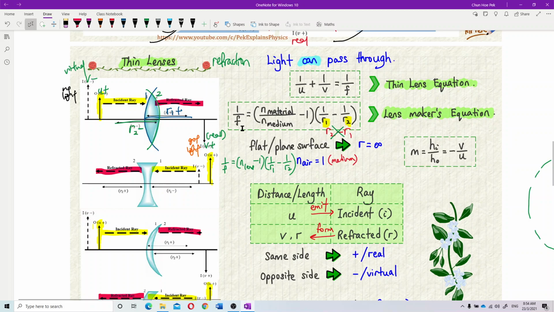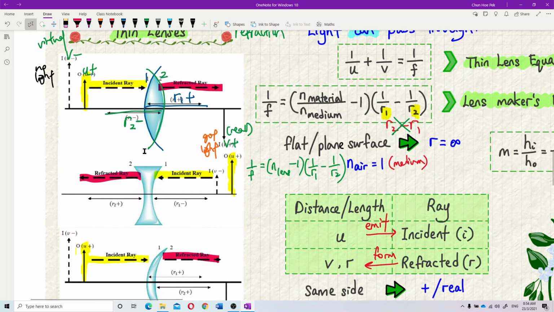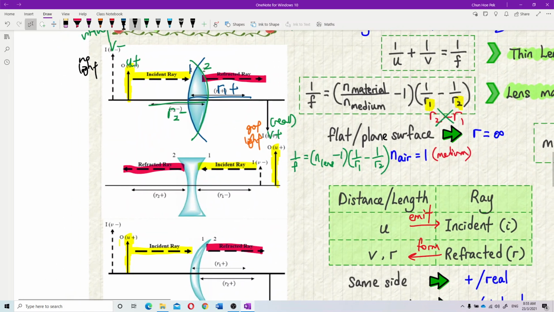Then from there you can calculate the focal length of this lens. Very simple, isn't it? So if you put the object on the other side, over this side, then the incident ray will be over here, and then the refracted ray will be over here. So it switches. Then this one should be the first surface. This one should be the second surface.